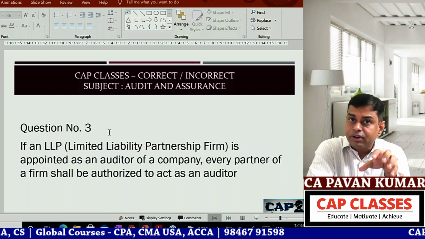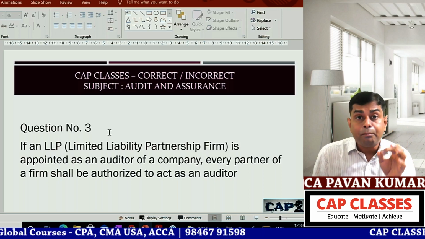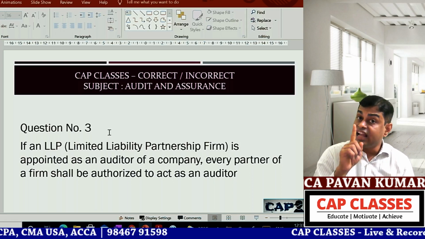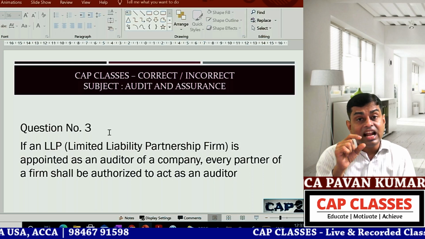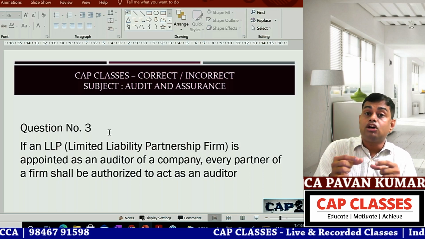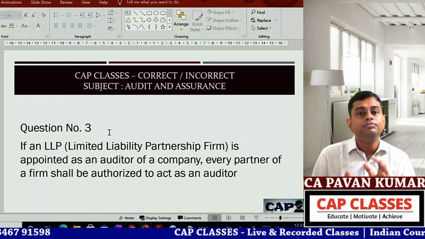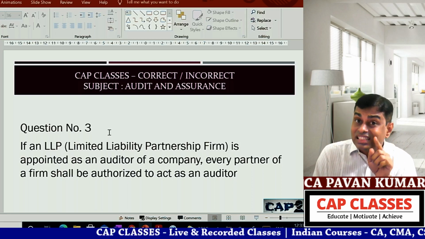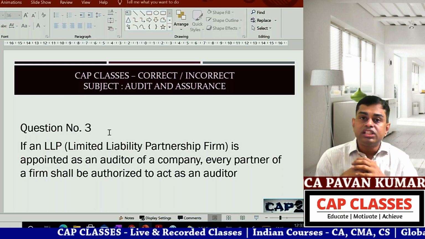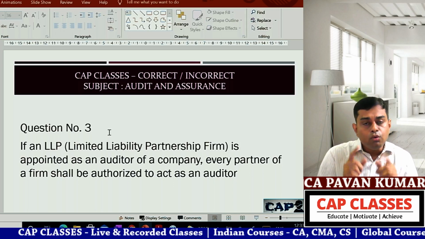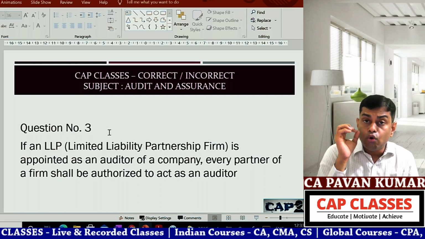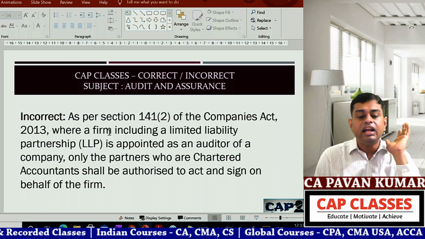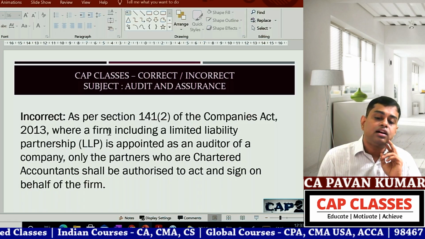And one more question can be asked from this area. Remember one more rule: to be appointed as auditor of a company, that LLP should be an LLP registered in India. Once they asked a question: X LLP, which is an LLP incorporated in Singapore, is appointed as auditor of A Limited in India. That is ineligible. LLP can be appointed, but that LLP should be registered in India. If an LLP is registered outside India, it cannot act as auditor of Indian companies. And what is the rule? If a partnership firm or LLP is appointed, only chartered accountants holding a certificate of practice who are partners in the firm or LLP can sign the audit report. So the given statement is incorrect.